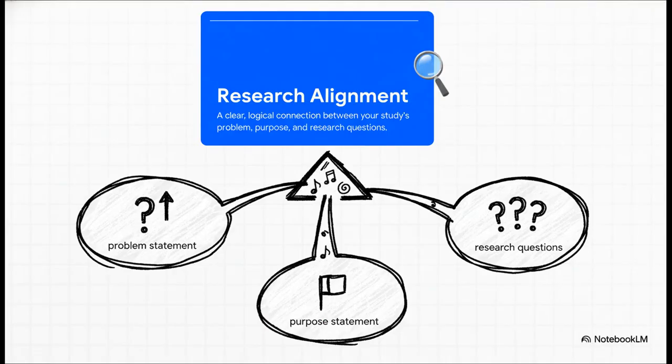At its core, research alignment is just this: making sure there's a clear, logical thread connecting every major piece of your study. Your problem statement, your purpose statement, and your research questions, they all have to be speaking the same language, pointing in the exact same direction. It's all about creating this perfect harmony between what you're looking at, why you're looking at it, and how you're going to find the answers.